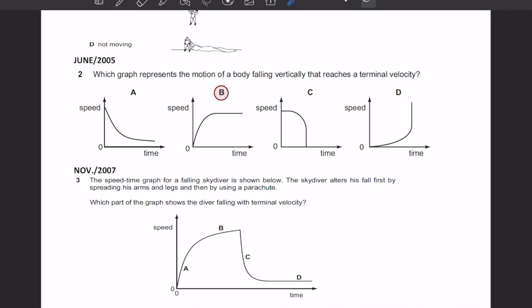In the next question, it says the speed-time graph of a falling skydiver is shown below. The skydiver alters his fall first by spreading his arms and legs and then by using a parachute. At which part of the graph is the diver falling with terminal velocity? So you can see that this velocity has not become constant. Still about to become constant, but it hasn't become constant. Whereas in option D, it is a flat horizontal line. So the velocity has become constant here. So you would say this is the velocity which is terminal velocity.